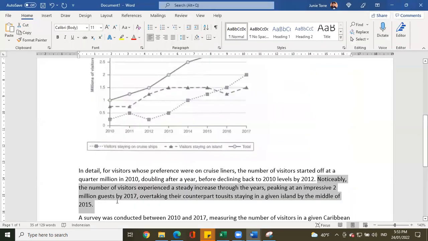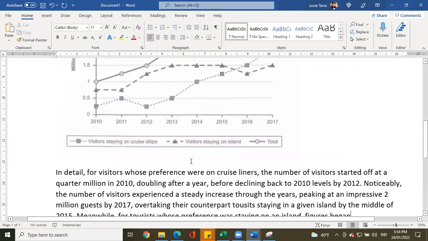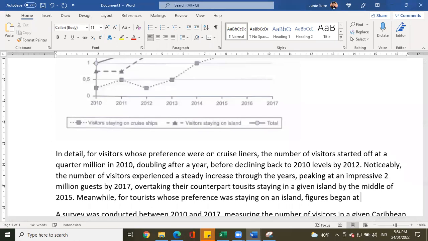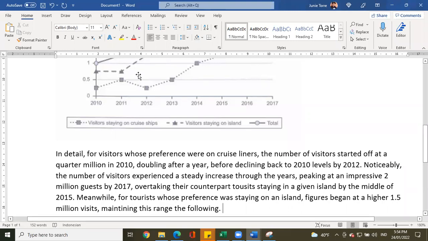Meanwhile, for tourists whose preference was staying on an island, figures began, so simple past, at a higher 1.5 million visits. Maintaining this range the following year. All right? Those are the two, guys.